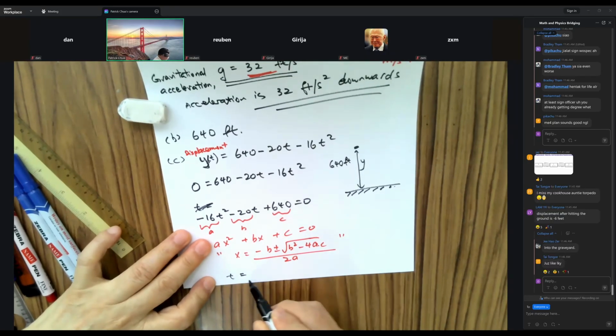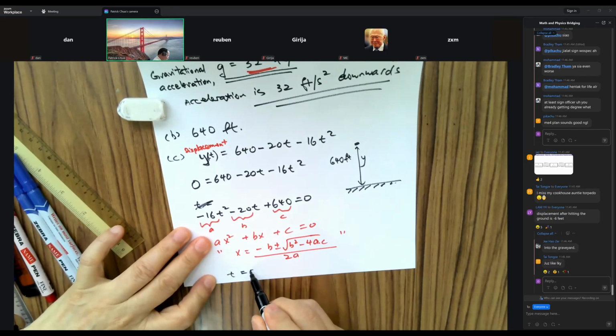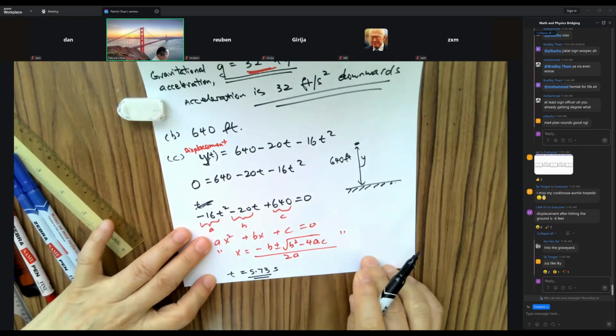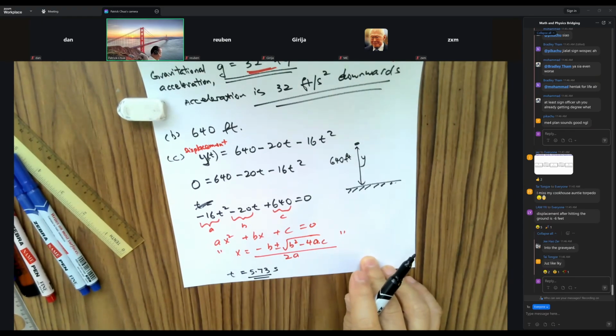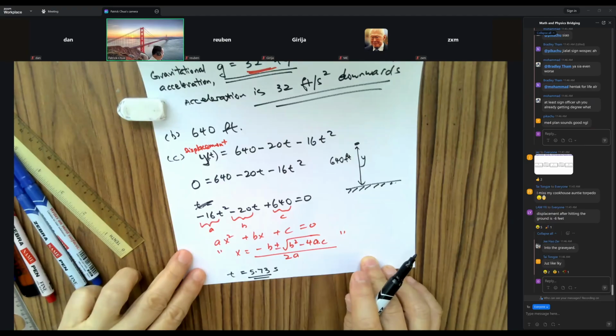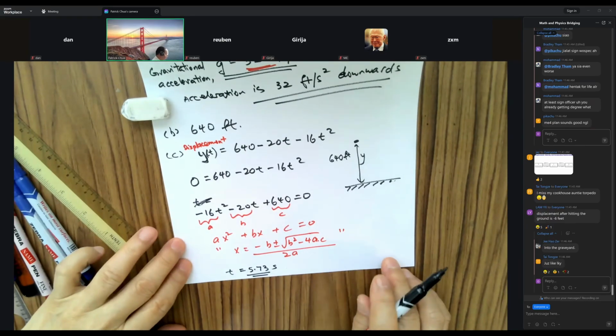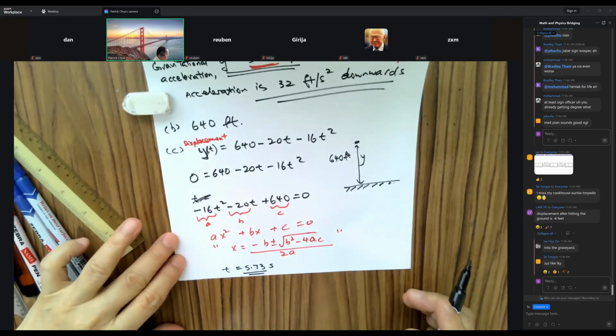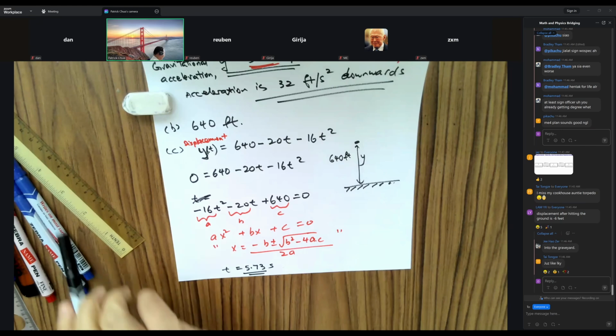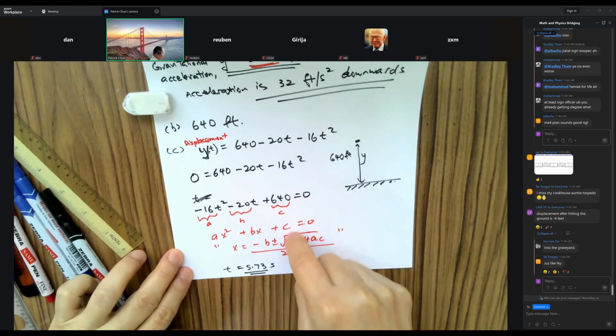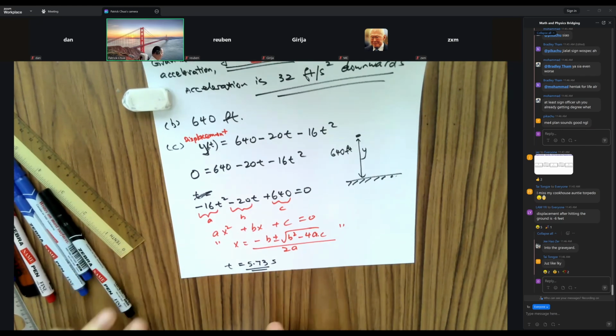t is equal to 5.73 seconds. So he hits the ground in 5.73 seconds. He'll be severely injured or he might be dead; we don't know, it depends on the conditions. Okay, so you can do this and you find t is 5.73 seconds.